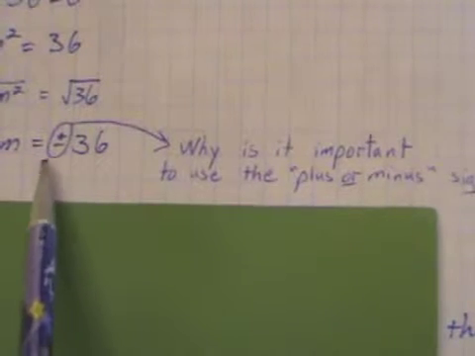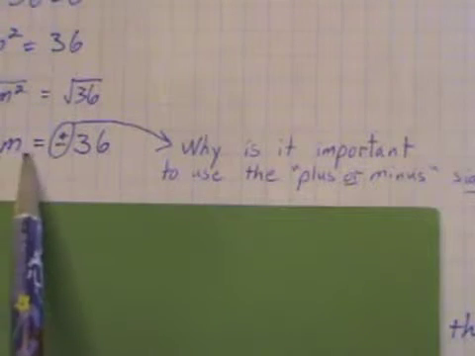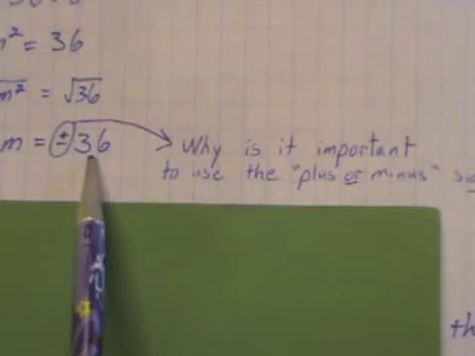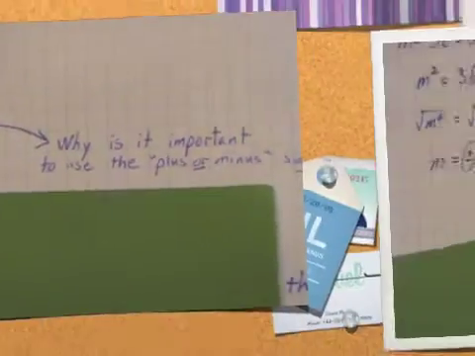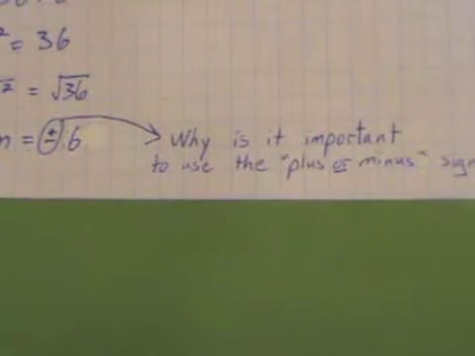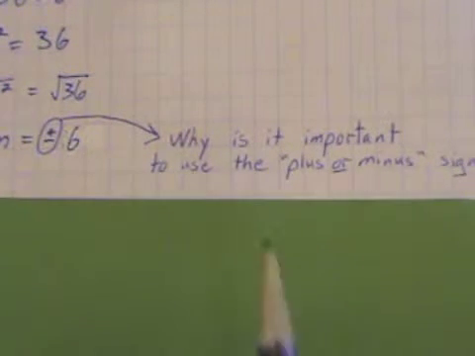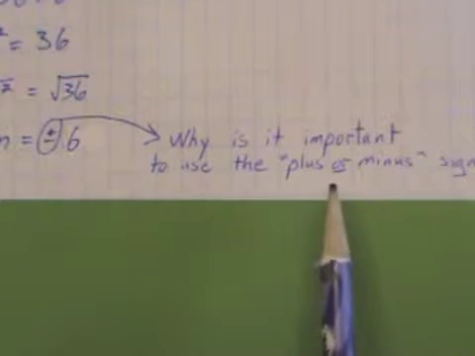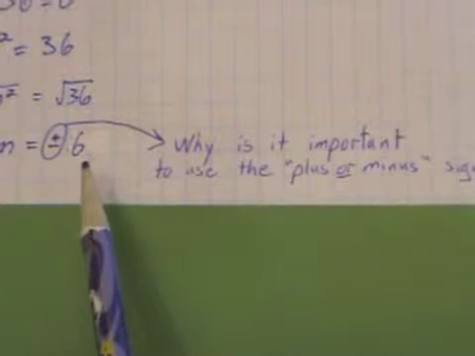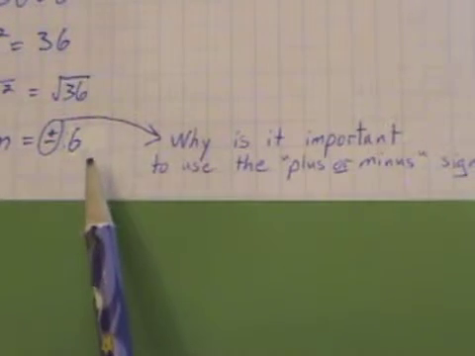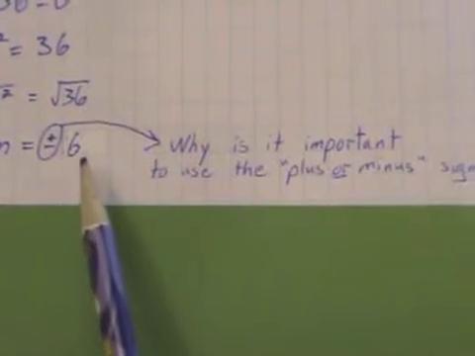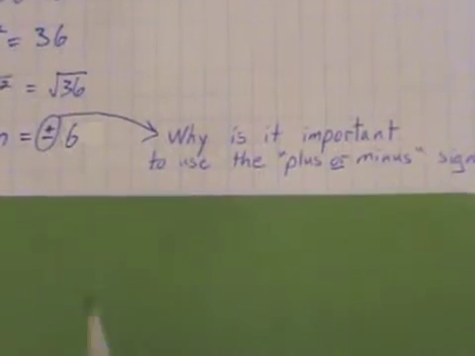I'm not sure if this is a new sign for you or not. m equals plus or minus. That's not a 36. Hold on. So like I was saying, m is equal to plus or minus 6. Why is it important to use the plus or minus sign, which is the plus on top of the minus? Well, because remember there are 2 things that you can square to get 36. You can either square 6 or you can square negative 6.